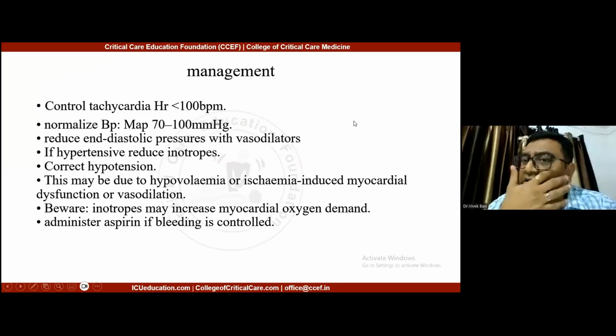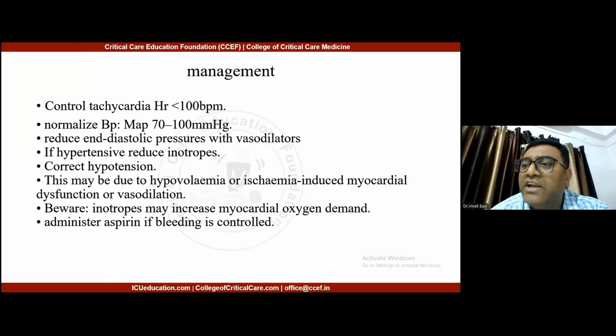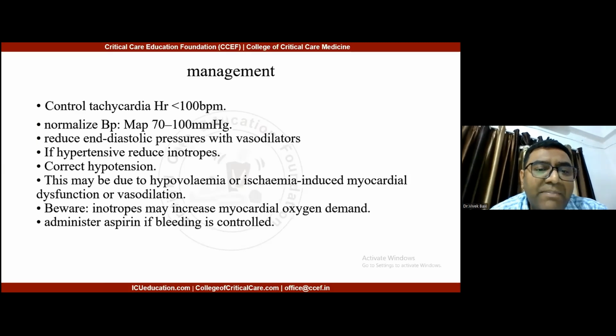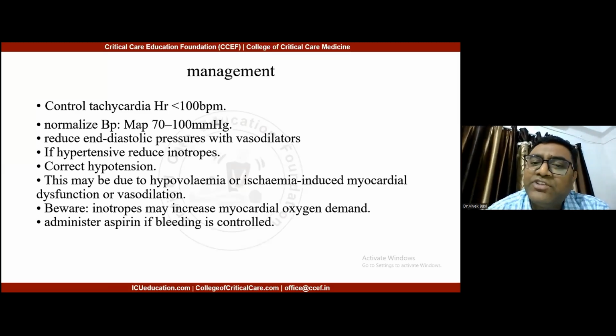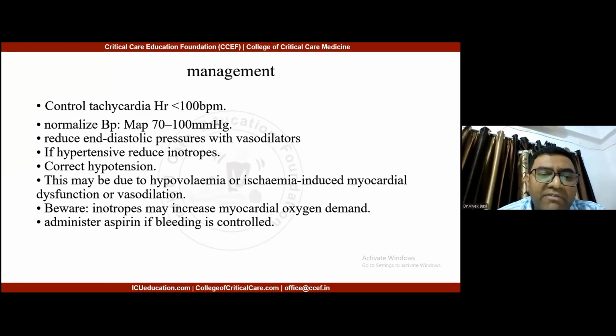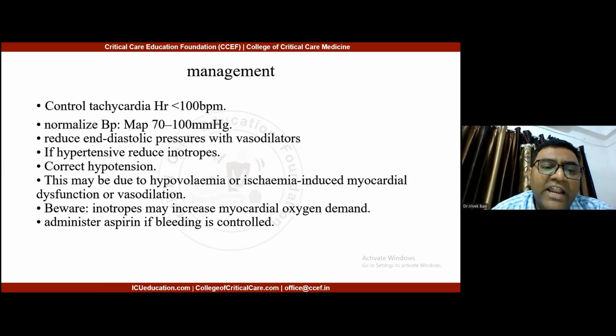So how to manage post CABG myocardial infarction? Control the tachycardia, as we said, it will increase the demand. Normalize the BP, reduce end diastolic pressure with vasodilators, and if hypertensive, reduce the inotropes. Correct the hypotension if the patient is hypotensive. Hypotension could be due to hypovolemia or ischemia, but you need to correct it. And beware, inotropes may increase the myocardial oxygen demand. Be careful while using inotropes. You need to wean down the inotropes and administer aspirin if bleeding is controlled.